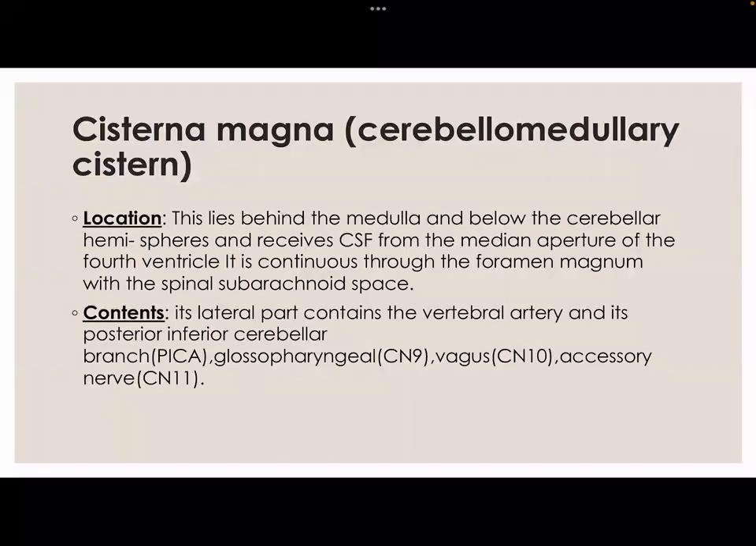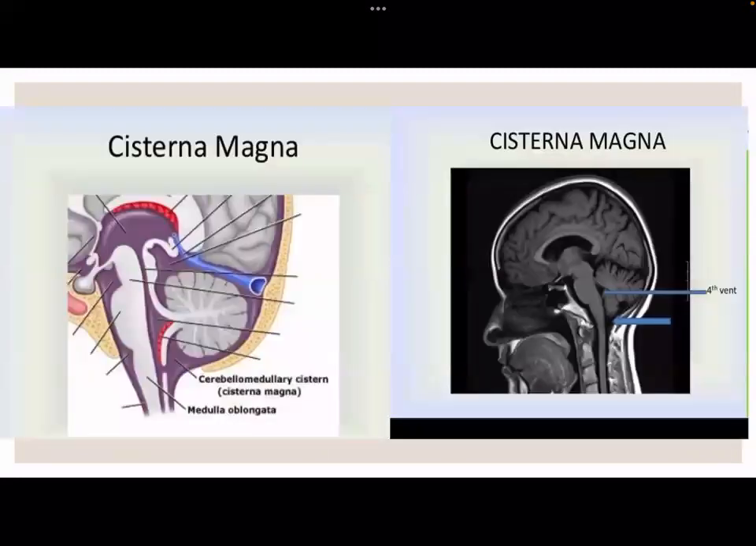Starting with the cisterna magna, or the cerebellomedullary cistern. The location of the cisterna magna: it lies behind the medulla and below the cerebellar hemispheres. It receives the CSF from the fourth ventricle via the median aperture, the foramen of Magendie, and then continues downward to the spinal subarachnoid space. Here is the MRI image of the cisterna magna. As you can see here, it lies behind the medulla and below the cerebellar hemisphere.